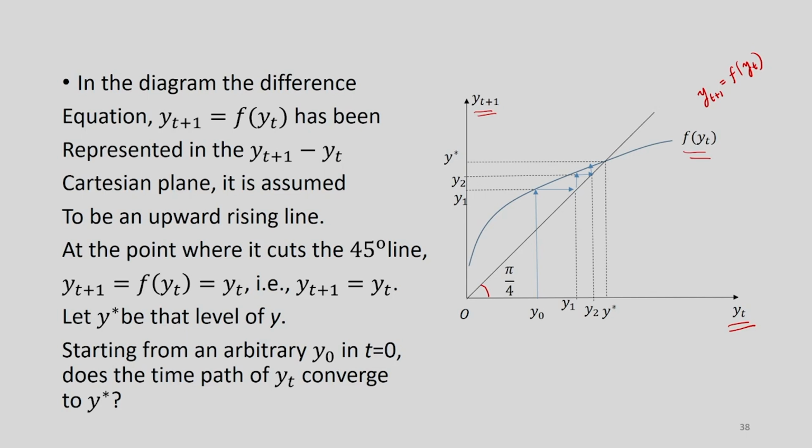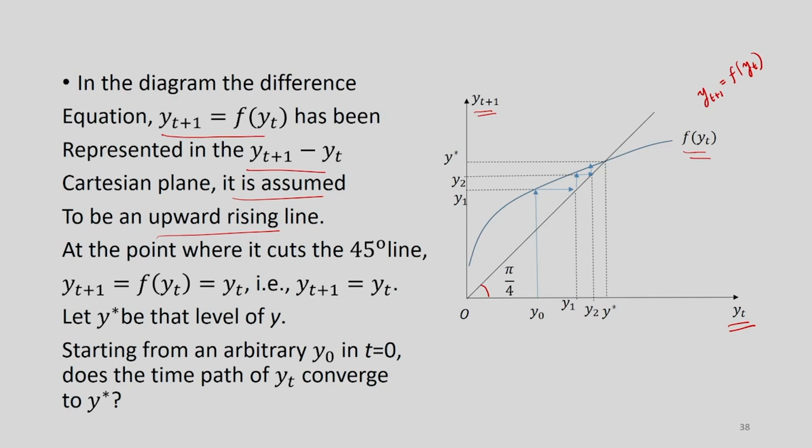In the diagram, the difference equation yt plus 1 is equal to f of yt has been represented in this Cartesian plane, yt plus 1 against yt. In this case, I have assumed it to be an upward rising line, with slope greater than 0. It is not necessary that all f of yt's will be like this. There could be downward sloping lines as well. We shall deal with them later on, but right now, to start with, I am assuming that this f of yt is an increasing function.